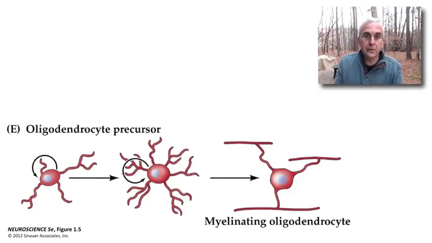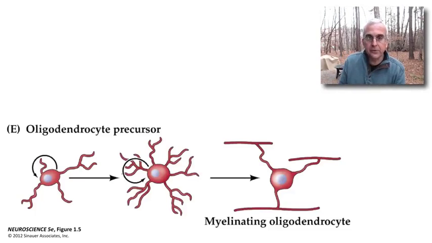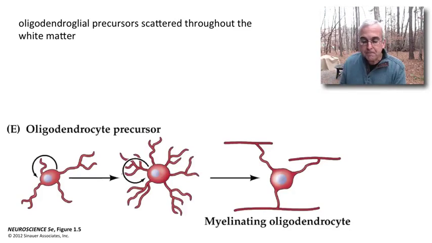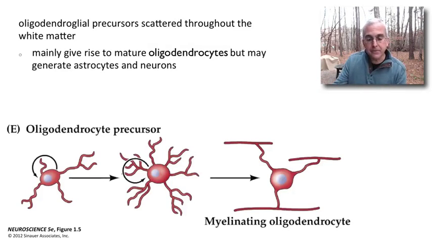Now, there's also a glial stem cell that more resembles the oligodendrocyte, and this oligodendrocyte precursor is found scattered throughout the white matter of the central nervous system. And when this cell differentiates, it mainly gives rise to mature oligodendrocytes, although under certain conditions it might give rise to astrocytes and perhaps even neurons.